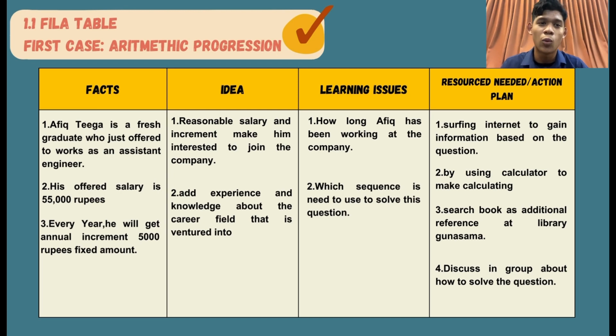Learning issues: 1. How long has Afiq been working at the company? 2. Which sequence do we need to use to solve this question? Resources needed or action plan: 1. Surfing the internet to gain information based on the question. 2. Using a calculator to make calculating easier. 3. Sharing books as additional reference at the library. 4. Discussing in group about how to solve the question.